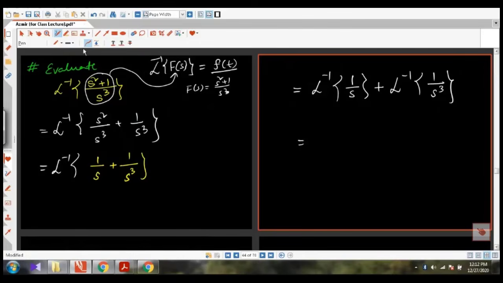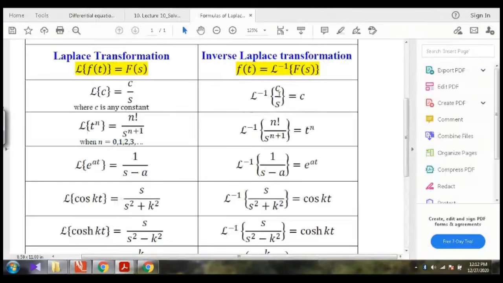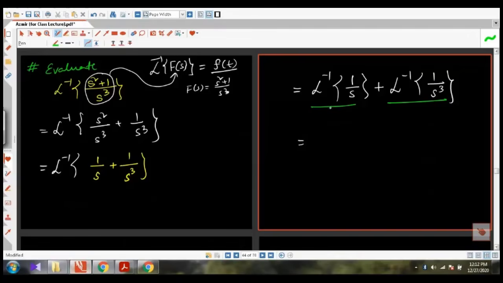Now, we have a total of two problems here, the first problem and the second one. Let's recall the formulas. The formulas of inverse Laplace transformation are here. So the inverse Laplace of c by s, constant by s, is constant. Have a look: the inverse Laplace of constant by s is constant.